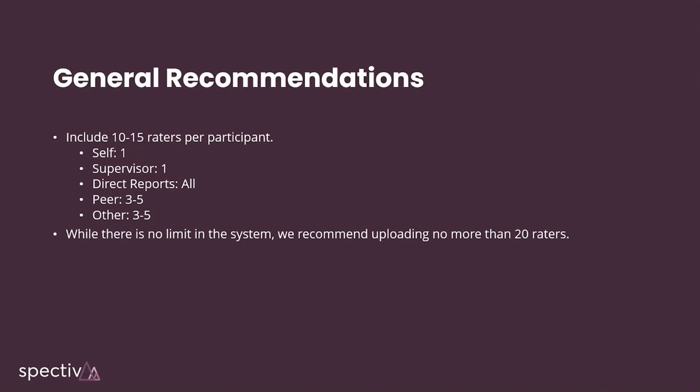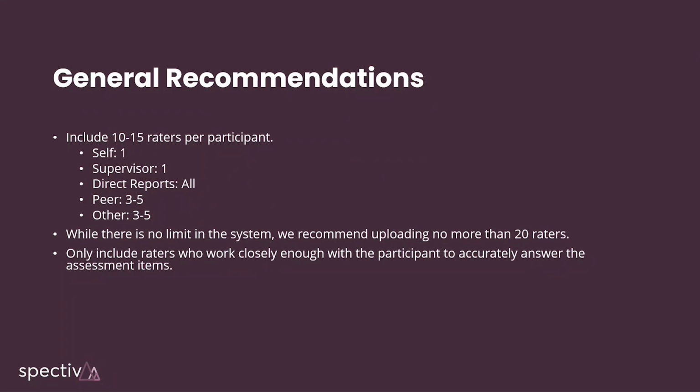So there's no limit in the system of how many raters you can include. However, we recommend no more than 20 raters for a couple of reasons. One is that with 20 or fewer raters, we want to make sure we're choosing raters that are close to the participant. And the more raters we get, it's more and more likely that those rating them are probably not fully aware of the broad scope of their work. The other is that the more raters we get, the more it tends to average out. So instead of being able to see real differences within the rater groups, they tend to form more towards an average. Like I just mentioned, we want to make sure that we're only including raters that work closely enough with the participant to accurately answer the assessment items.